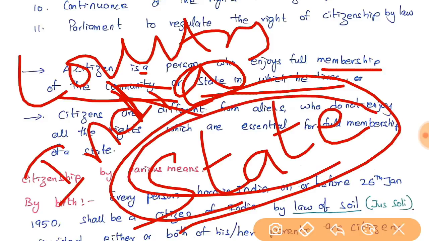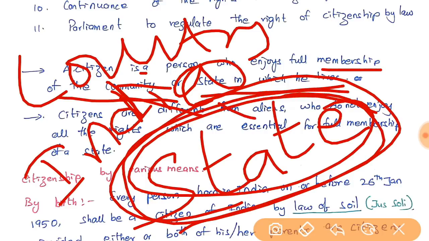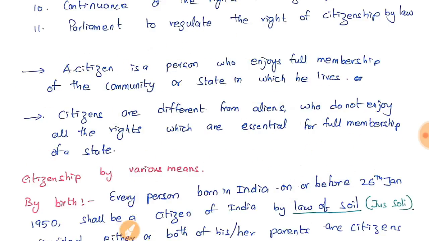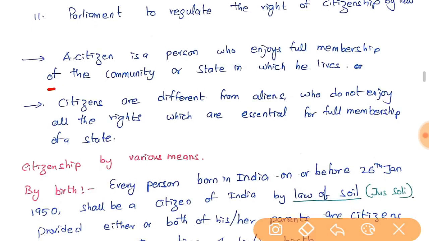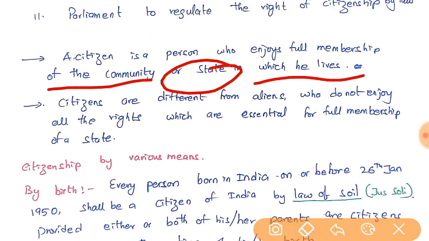If you say state, it is not about the states that we talk about. In general definitions, if there is any vocabulary in the name of state, then it means our territorial boundary. Simply, that is what we have to know. Okay, they say that you enjoy the full membership of the community or the country, friends, in which he lives.